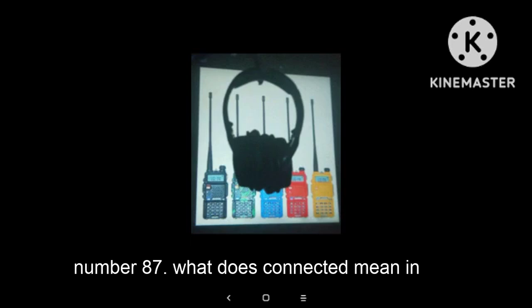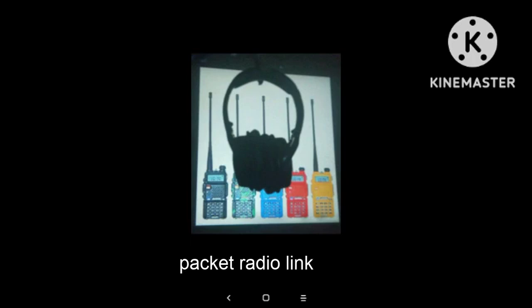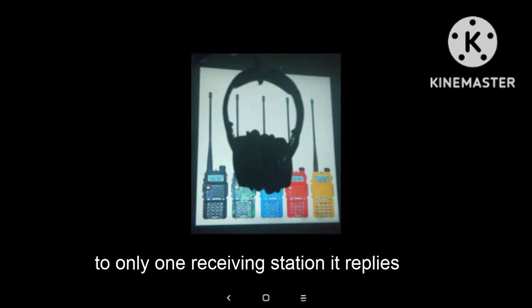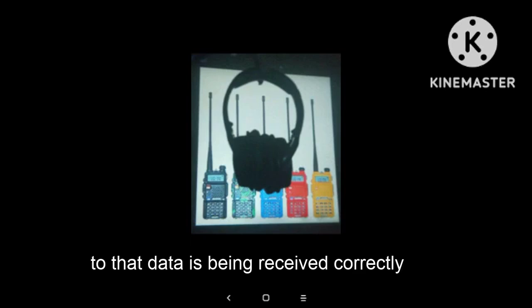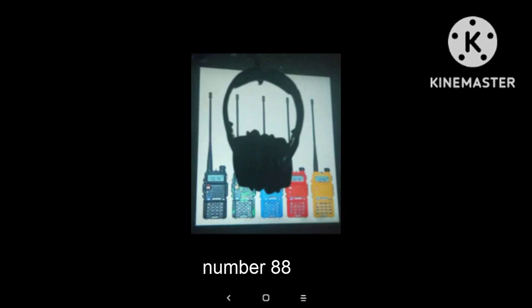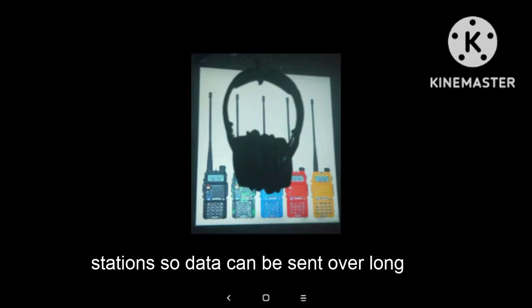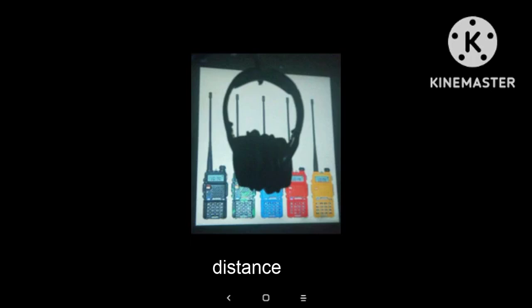Number 87. What does connected mean in packet radio link? A transmitting station is sending data to only one receiving station. It replies that data is being received correctly. Number 88. Which of the following terms does not apply to packet? Baudot. Number 89. What does network mean in packet radio? A way of connecting packet radio stations so data can be sent over long distance.